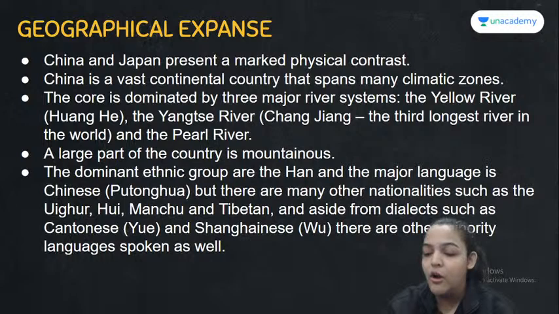If we talk about the dominant ethnic group, Han is the dominant ethnic group and the language spoken is Chinese. But we have some minor nationalities, such as the Uyghur, Hui, Manchu, and Tibetans, and some other dialects such as Cantonese and Shanghainese are also spoken here. So this is as far as language, physical makeup, and the majority community is concerned.